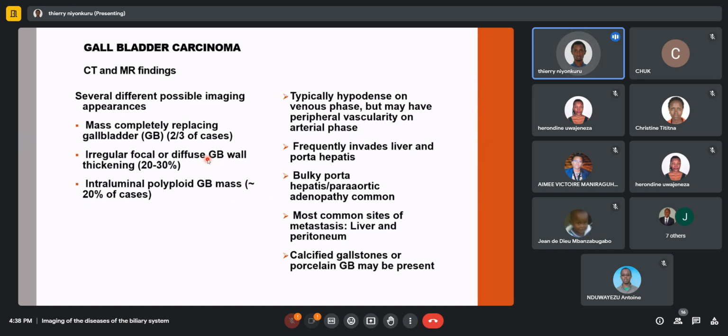So the most common sites of metastasis of gallbladder carcinoma are the liver and the peritoneum. A calcified gallstone or porcelain gallbladder may be present as one of the predisposing factors.